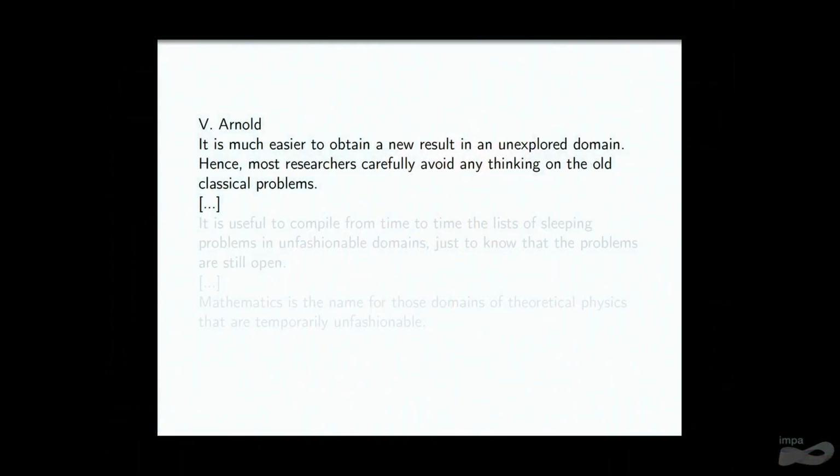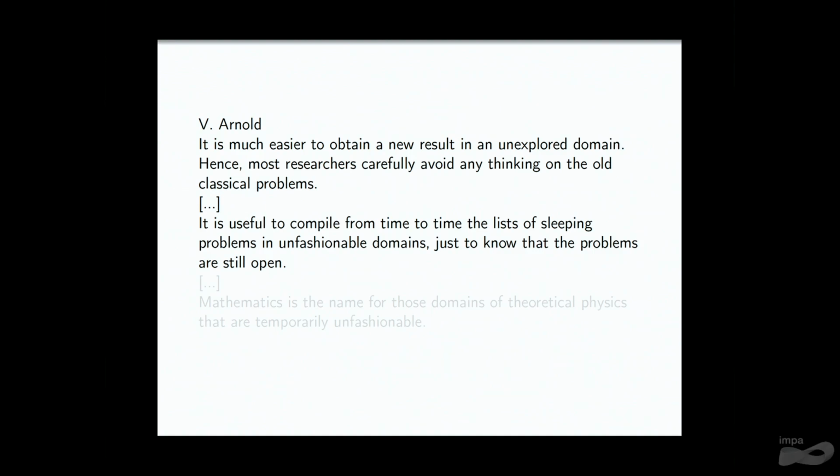Arnold wrote the following: "It is much easier to obtain a new result in an unexplored domain. Hence, most researchers carefully avoid any thinking on the old classical problems. It is useful to compile from time to time the lists of sleeping problems in unfashionable domains, just to know the problems are still open." And finally, he gives his definition of mathematics: Mathematics is the name for those domains in theoretical physics that are temporarily unfashionable.